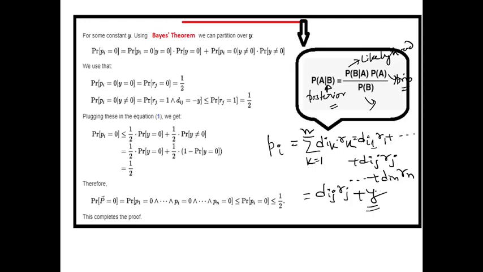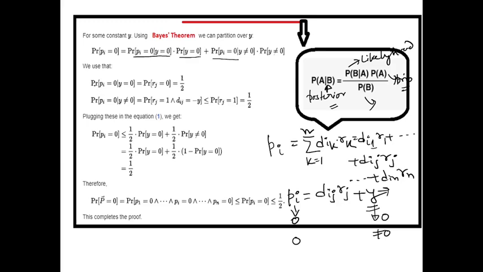So how will this y behave? Using Bayes theorem we can partition over y. The probability of pi equal to 0 equals the probability of pi equal to 0 given that y is 0, times the probability that y is 0, plus the probability of pi equal to 0 given that y is not equal to 0, times the probability that y is not equal to 0.